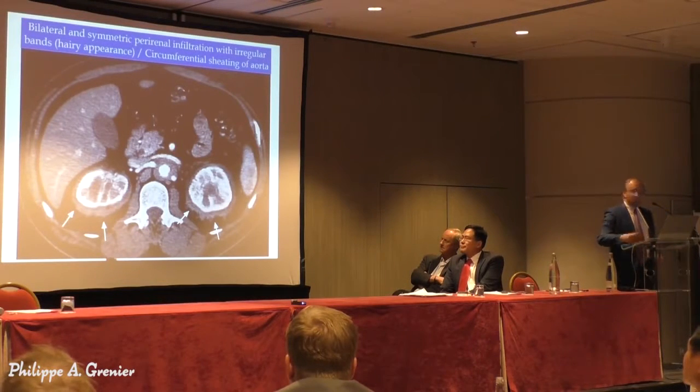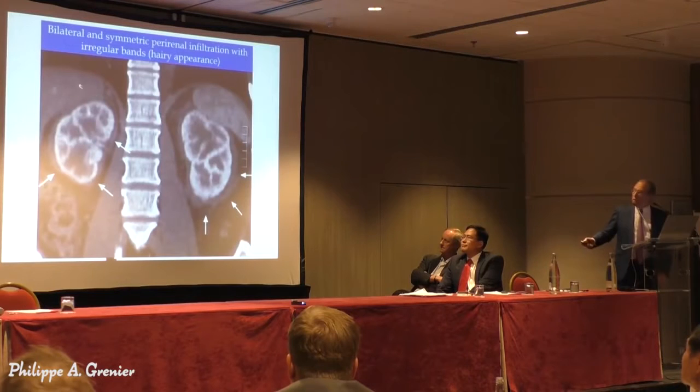And associated, of course, we see the sheathing of the abdominal aorta involving the proximal portion of the renal arteries in this case. And on coronal view, we see that this thick perirenal thickening is visible not only in the posterior part, but also in the inferior and medial and lateral part. You have some bands extending in the fat of the renal fossa, and this appearance is called hairy kidney appearance.